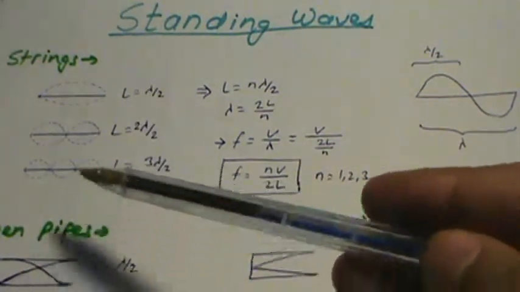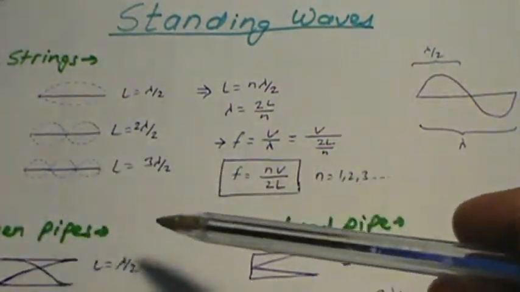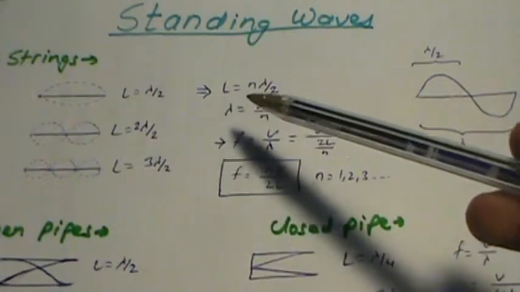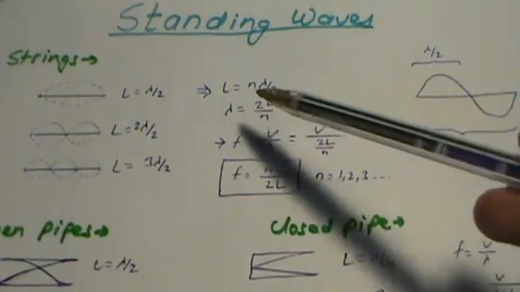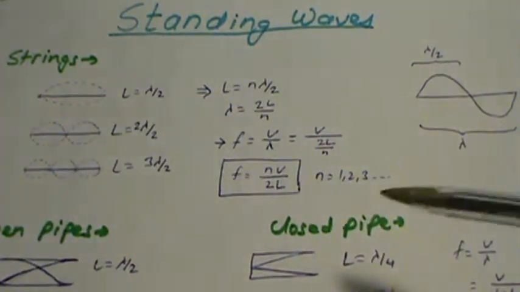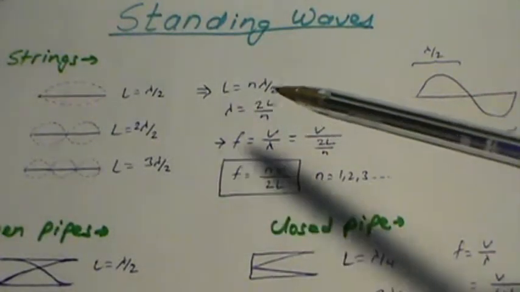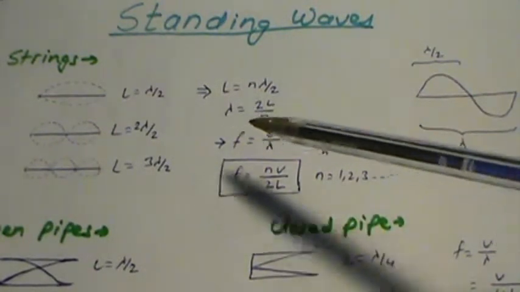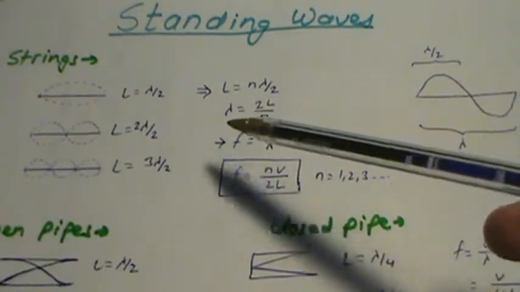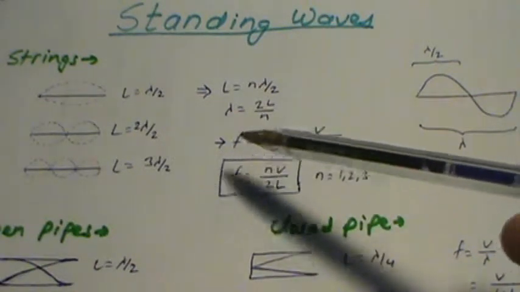Now you could be pulling the string in such a way that you have 3 bulbs, 4 bulbs, 5 bulbs, and just keep going on and on. So for that we can write L equals n lambda over 2, where n is any number, 1, 2, 3, 4, 5, 6, 7, 8, 9, just keep going on. If L equals n lambda over 2, then lambda equals, you multiply by 2 on both sides and divide by n, you get lambda equals 2L over n.